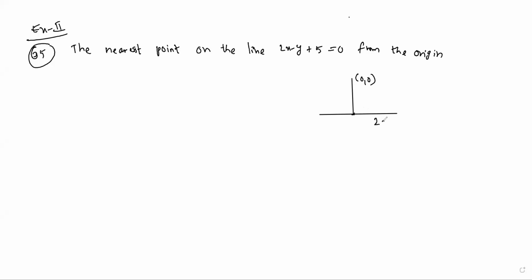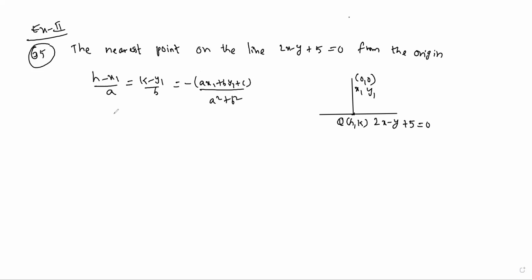The given line is 2x minus y plus 5 equal to 0. This foot of the perpendicular we don't know, so I'll take it as (h, k), and this origin point gives x1 and y1. The same formula I can use: (h minus x1) by a is equal to (k minus y1) by b is equal to minus of (a x1 plus b y1 plus c) by (a square plus b square).